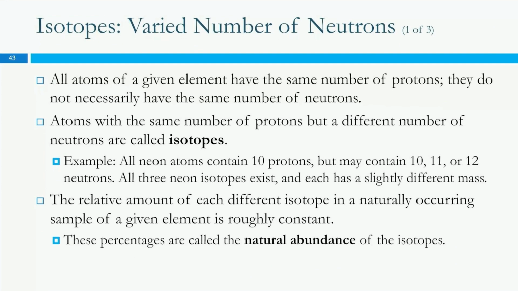Okay, so isotopes. While the number of protons is always the same, you can have different numbers of neutrons. Pretty much every element has isotopes that have different numbers of neutrons. One is usually more common than the other, although sometimes they occur in relatively similar abundance. So same number of protons but a different number of neutrons is called an isotope. All neon atoms contain 10 protons, but they might have 10, 11, or 12 neutrons.